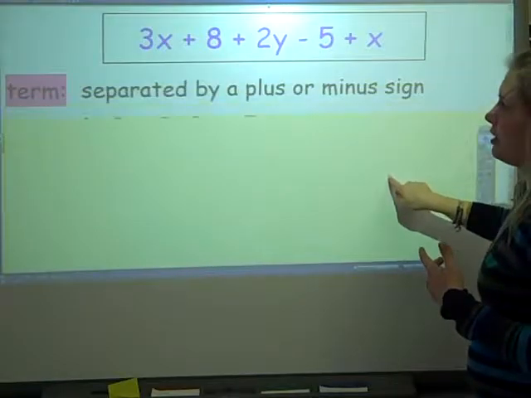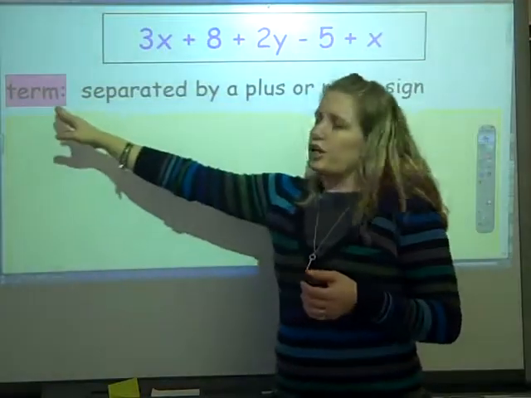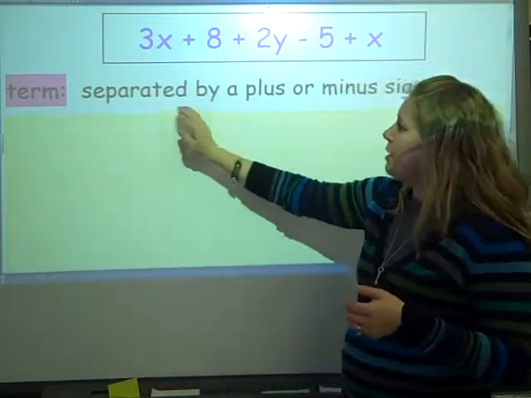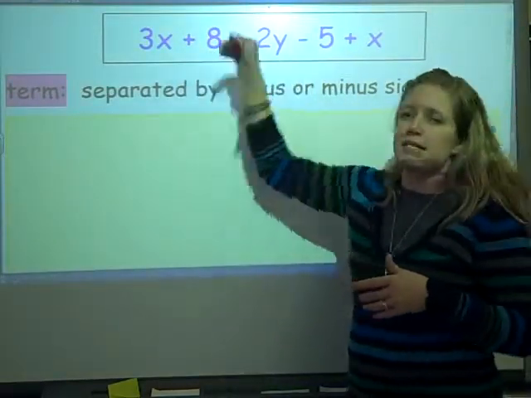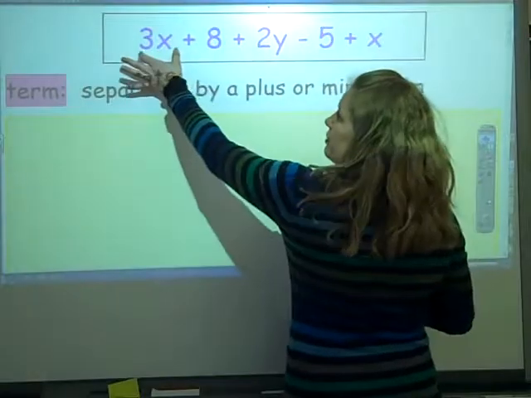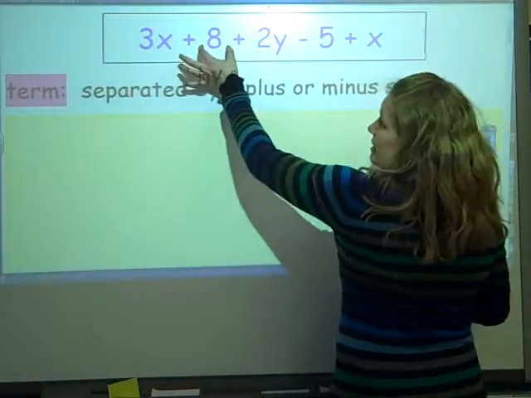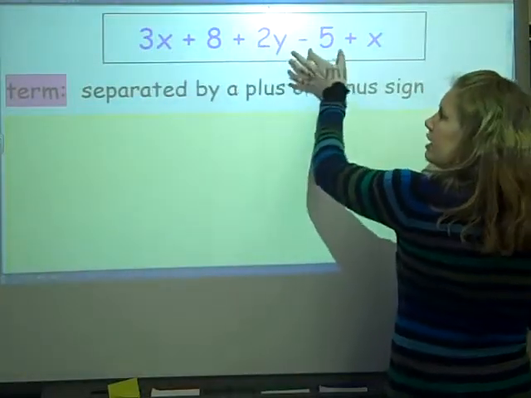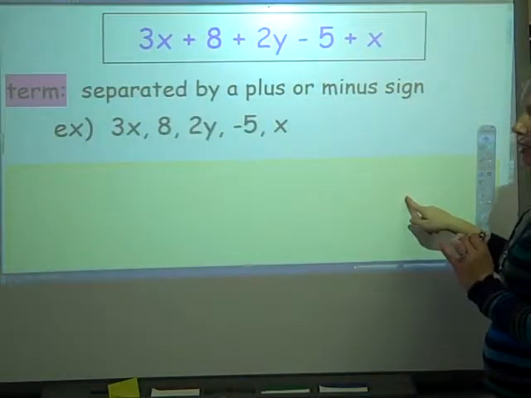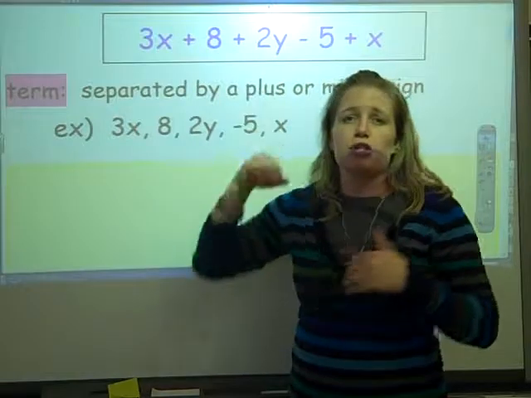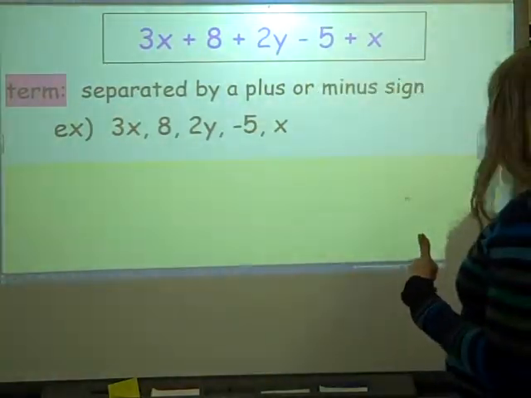First vocabulary word is a term. A term is something that's separated by a plus or a minus sign. So in this example, the terms would be 3x, 8, 2y, negative 5, and x. There you go. So again, those are the terms in this algebraic expression.